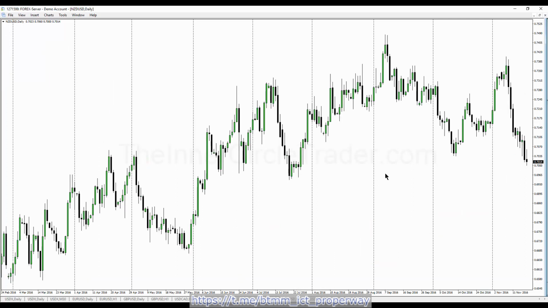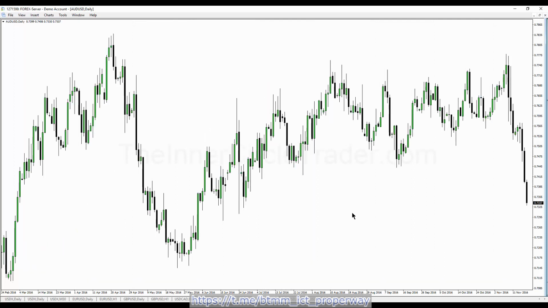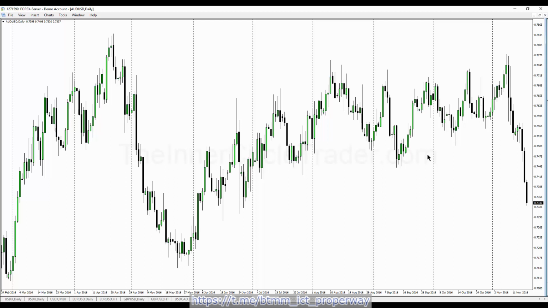New Zealand dollar, we should be seeing a sell-off around the first, second week of the month. We see it here. Last week of the month, we see it here. And Aussie, we should be seeing a sell-off the first week of the month here, and the last week of the month here, and you see that as well.